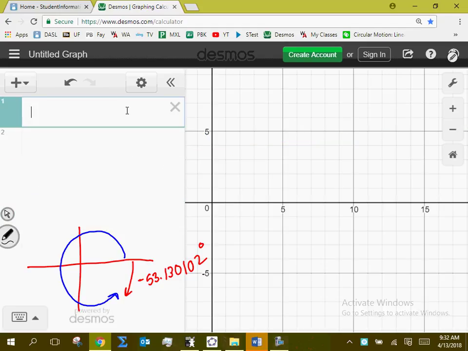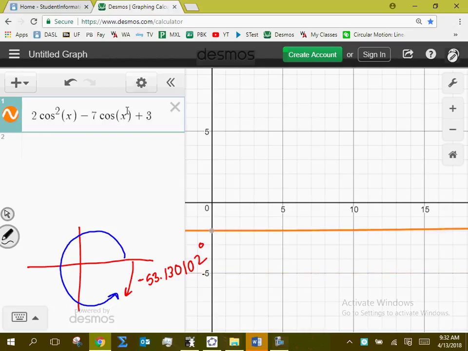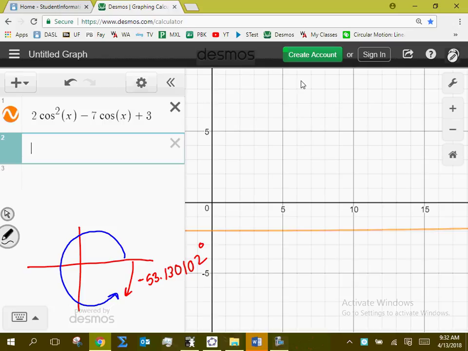So it's always a good idea to graph these, see what they look like. That minus 7 cosine, is that what was in there? And was it plus 3? Okay. And I want to see where that is equal to 0, so I don't necessarily need to put 0 in there.